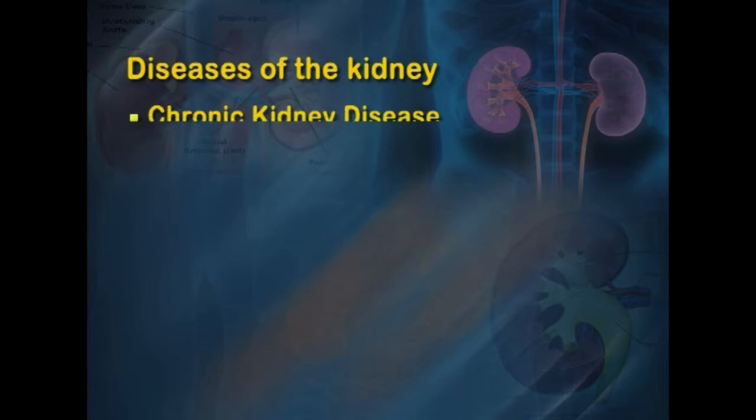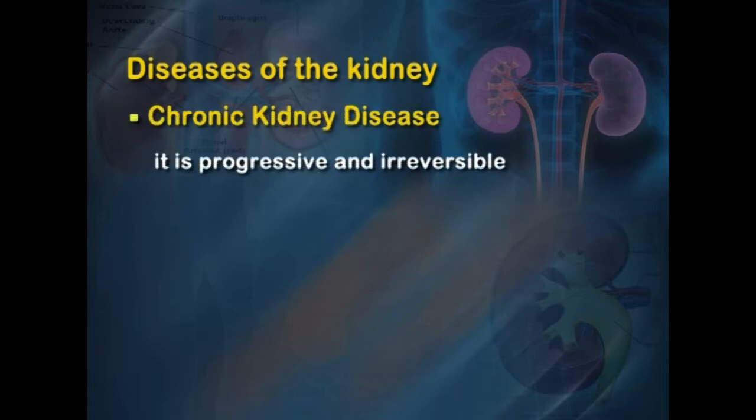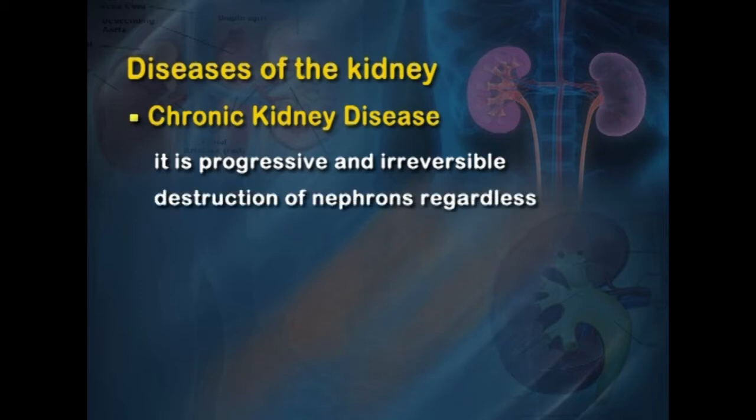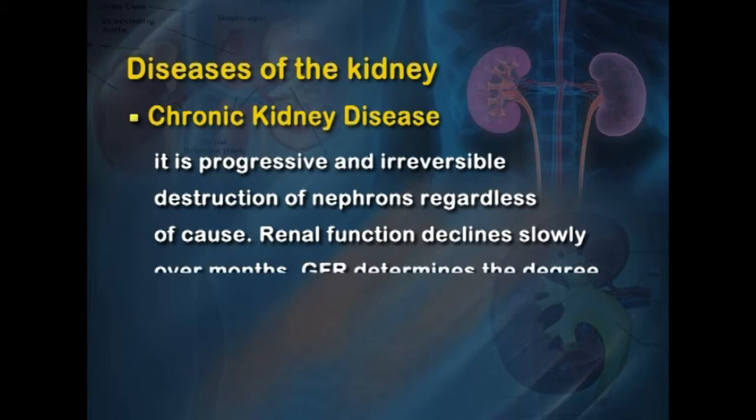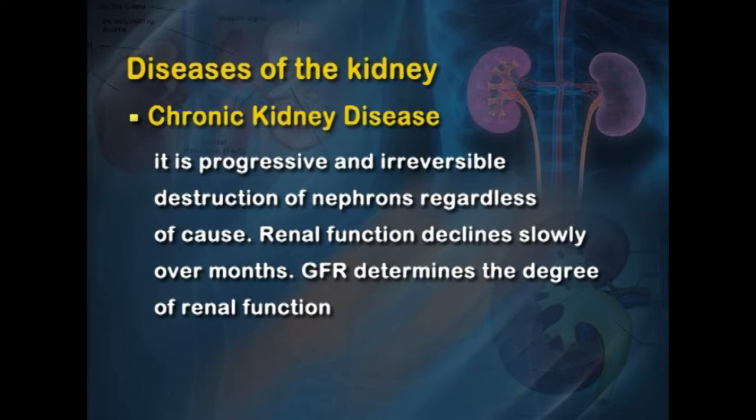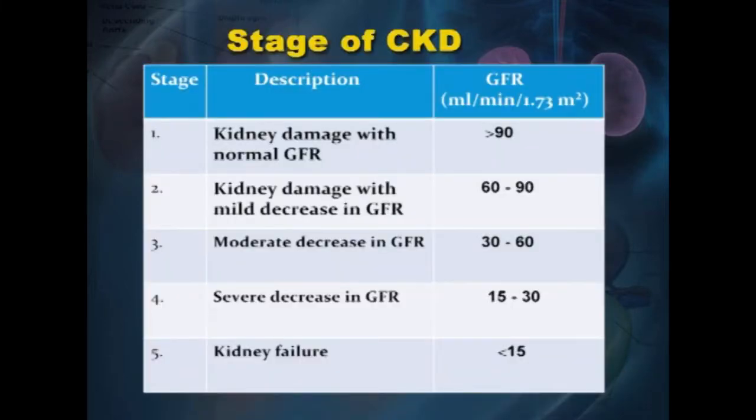The last category is chronic kidney disease, very often abbreviated as CKD. It is a progressively and irreversibly destructive disease of the nephrons. Cause can be anything. Renal function declines slowly over a period of time, and it is the GFR, or glomerular filtration rate, which determines the degree of renal function. If we have to see how GFR determines the damage to the kidney, stage 1, where the kidney damage is minimal and the GFR is more than 90 ml per minute.